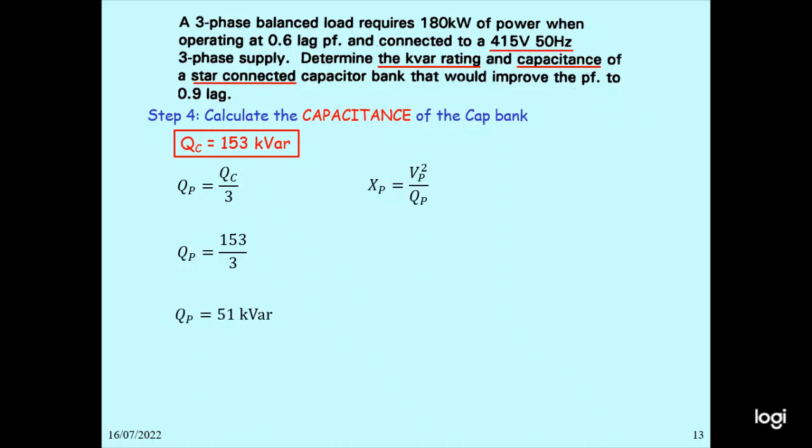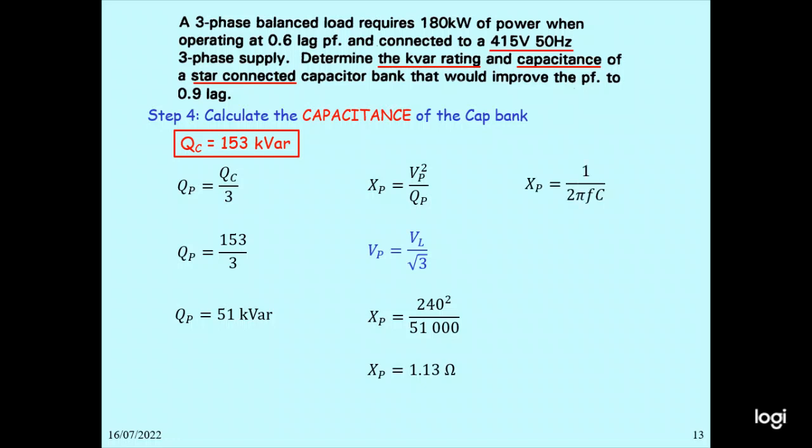And then you have to calculate the XB, which is PB squared divided by QB. PB can be calculated as P divided by root 3. So you get 240 squared divided by 51000, and you get XB equal to 1 by 130.